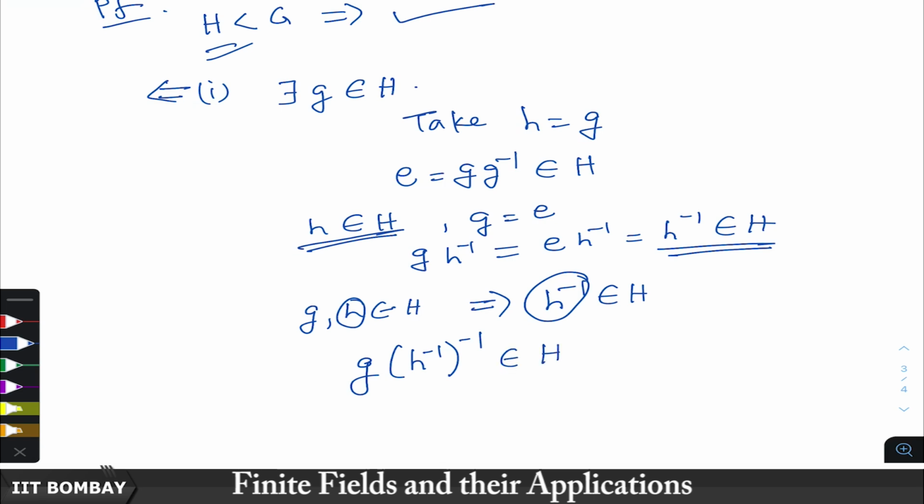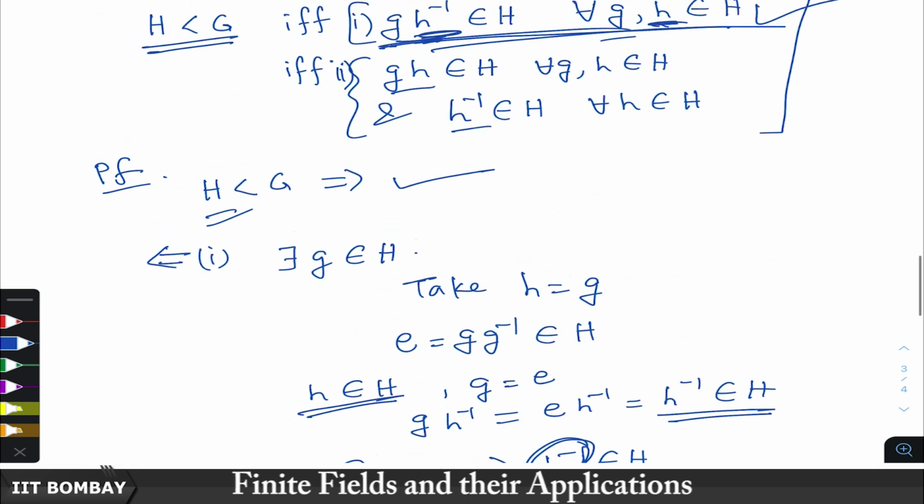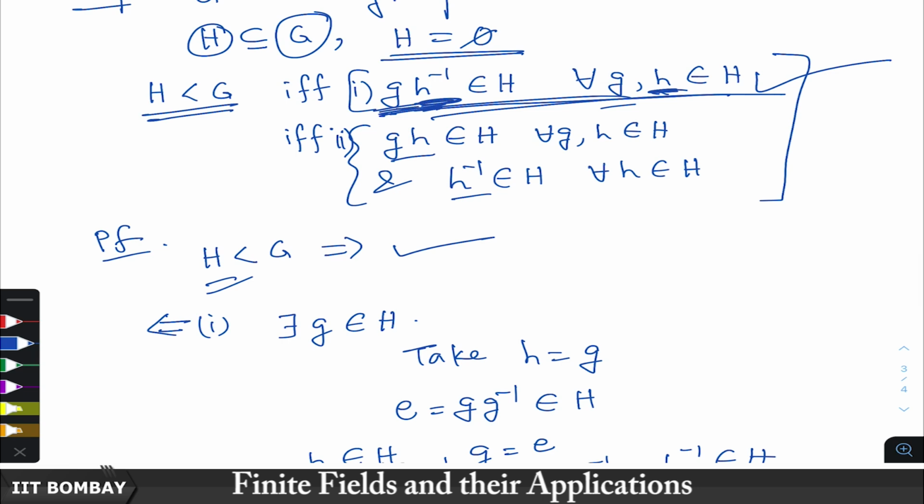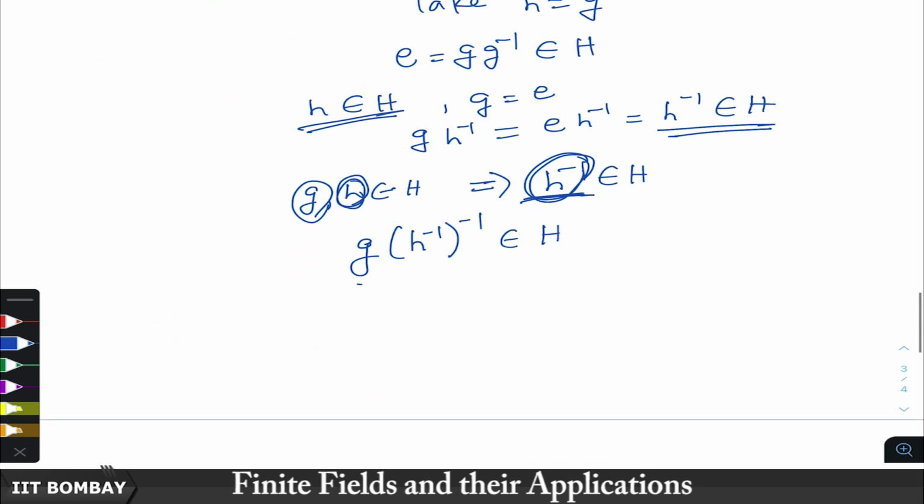The property says this, right. So, again we have taken h in H, we have already proved that its inverse will then also belong to H. So, we take that element and g and use the property that is given to us, that is g h inverse belongs to H, and then we get this.